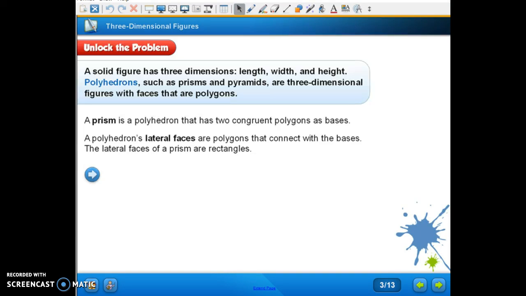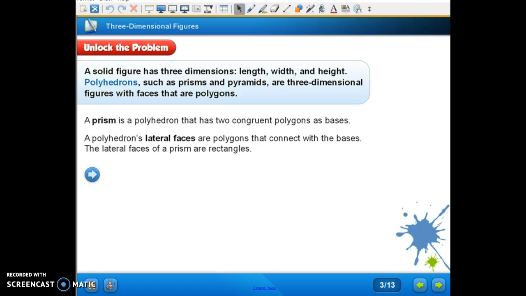A prism is a polyhedron that has two congruent polygons as bases. Like if you look at this polyhedron, pyramid, or prism, I'm sorry. A prism's lateral faces are polygons that connect with the bases. So these are the lateral faces here. The lateral faces of a prism are rectangles. If you look at one side, it's a rectangle.